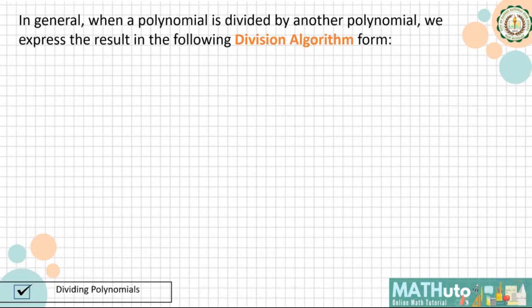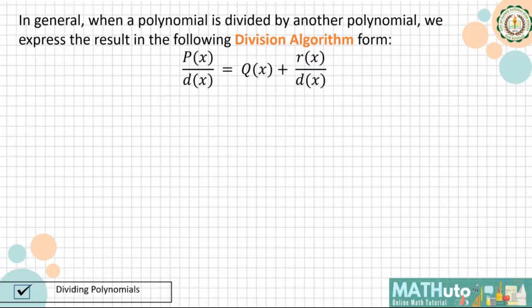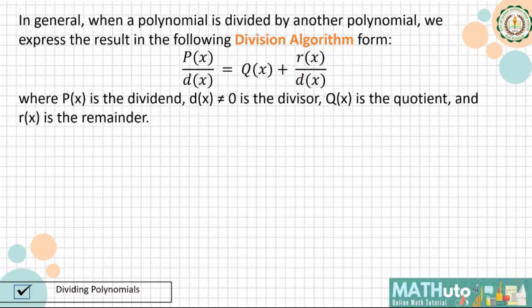In general, when a polynomial is divided by another polynomial, we express the result in the following division algorithm form. So we have p of x all over d of x is equal to q of x plus r of x all over d of x, where p of x is the dividend, d of x is not equal to 0 is the divisor, q of x is the quotient, and r of x is the remainder.